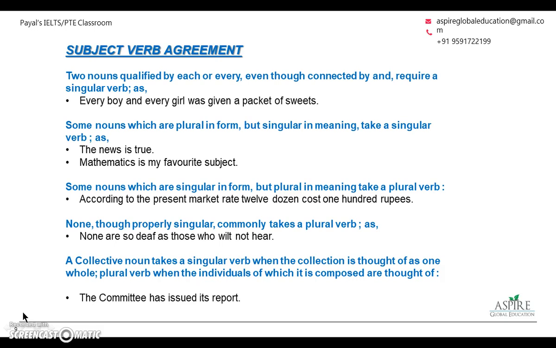Let's take some more instances where we have some exceptions. Whenever you have two nouns qualified by "each" or "every", even though they are connected by "and", they require a singular verb. Every boy and every girl was given a packet of sweets.